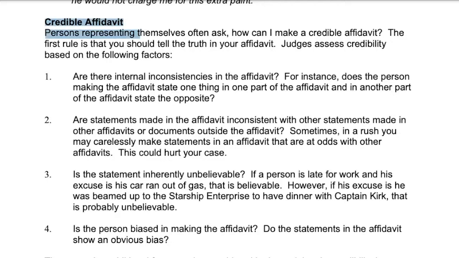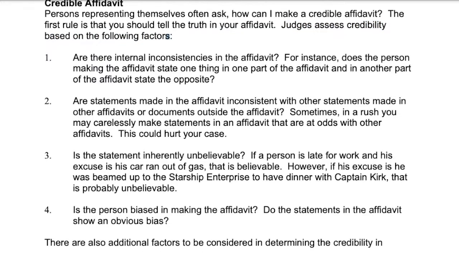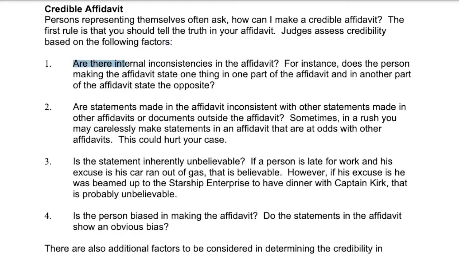So, credible affidavit. Persons representing themselves often ask, how can I make a credible affidavit? First rule is that you should tell the truth in your affidavit. Judges assess credibility based on the following factors. 1. Are there internal inconsistencies in the affidavit? For instance, does the person making the affidavit state one thing in one part of the affidavit and in another part of the affidavit state the opposite?